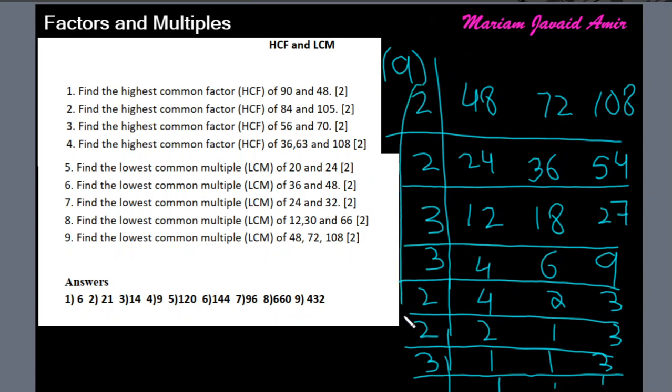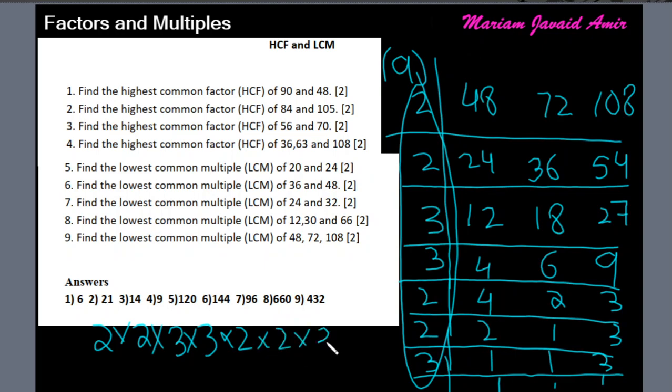So now multiply all of these together. So multiply these numbers together. 2 times 2 times 3 times 3 times 2 times 2 times 3, and we'll get 432, which is the answer, which is the lowest common multiple of these three.